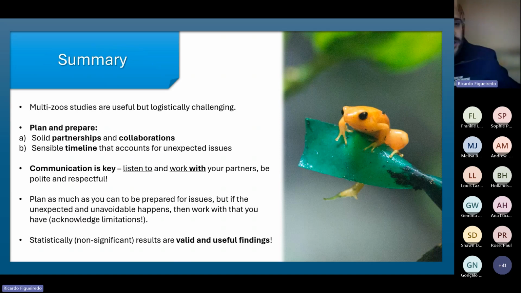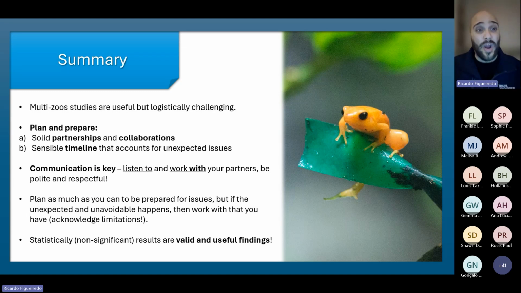And just a quick summary. Multi-zoo studies are very useful. They can help you answer a lot of questions, in particular if you don't know what's going on and you want a comparative study of different things that zoos are doing and how that may affect the behavior, welfare and health of the animals. However, these multi-zoo studies can also be logistically challenging.